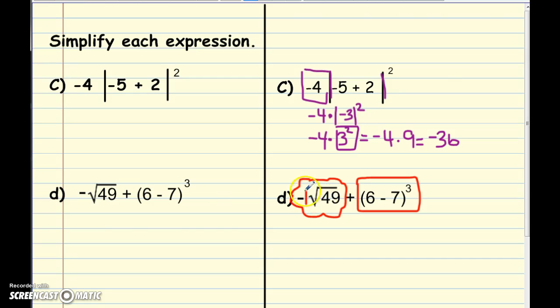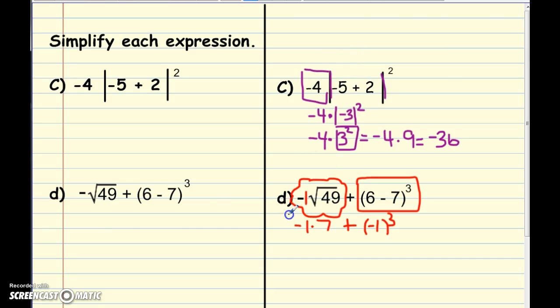It is 7. And remember, we just talked about there being an invisible 1 right here. So then we have -1 times 7. And I'm going to bring my plus down. And then I'm also going to take care of this 6 minus 7 inside the parentheses. And 6 minus 7 is -1. So from here we need to follow our order of operations.